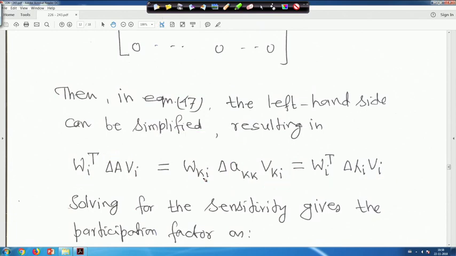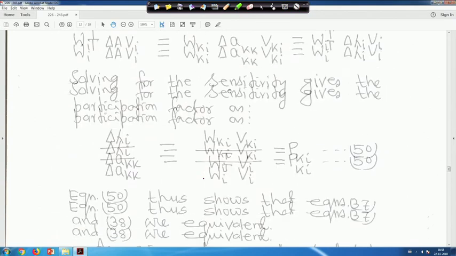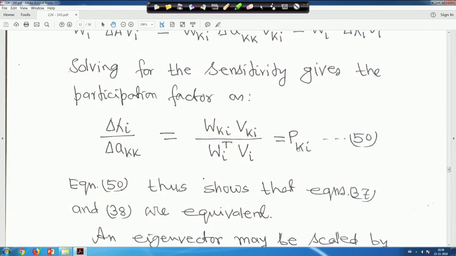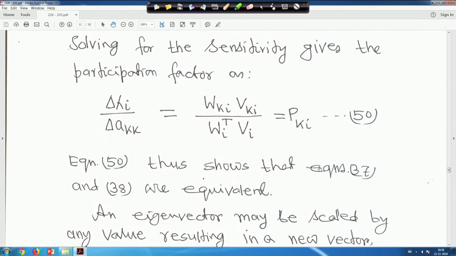Therefore, solving for the sensitivity, it gives the participation factor: delta lambda_i upon delta A_kk is equal to W_ki V_ki upon W_i transpose V_i, which is equal to P_ki. This is equation 50. So, we see another form of participation factor. Now, equation 50 shows that equations 37 and 38 are equivalent.